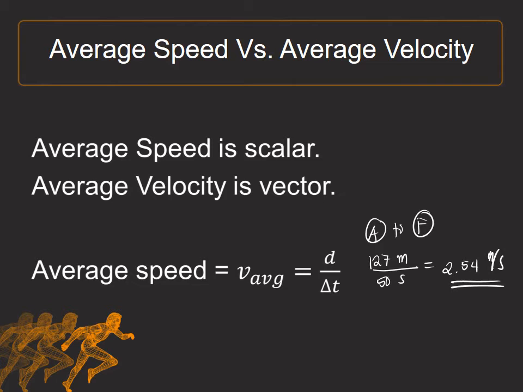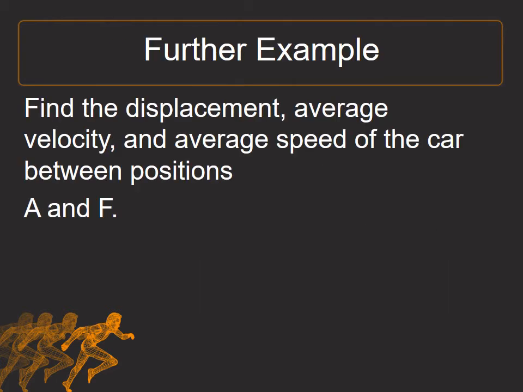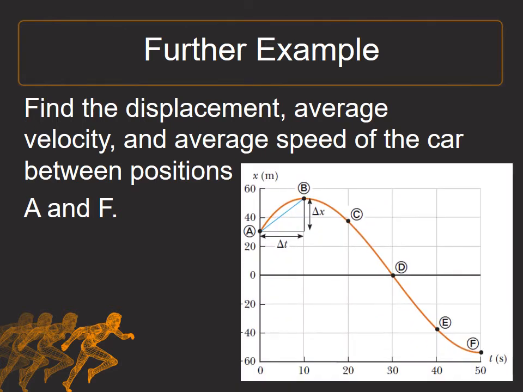None? Okay, let's have some other examples. Okay, here. Find the displacement, average velocity, and average speed of the car between positions A and F. Actually, ito na yung na-solve natin kanina. Displacement, okay, solve pa rin natin. Displacement is delta x. That means it is xf minus xi. The final position is point F. Initial position is point A.